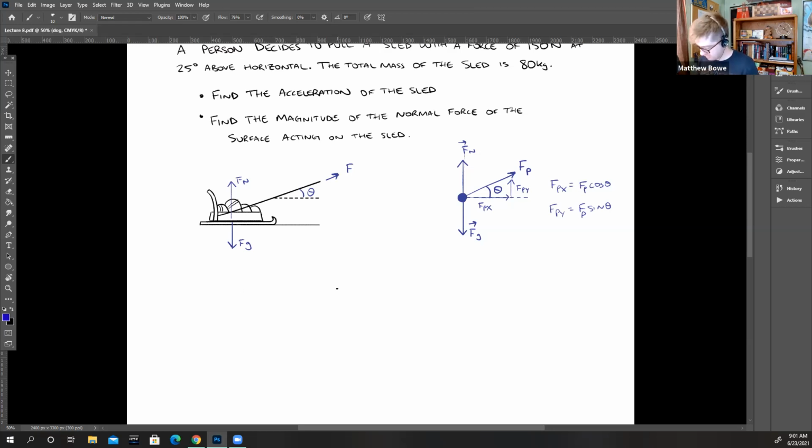So in any case, we'll split up these two components. So let's say the sum of all of the x forces, or I guess it doesn't need a vector because I'm saying horizontal right here.